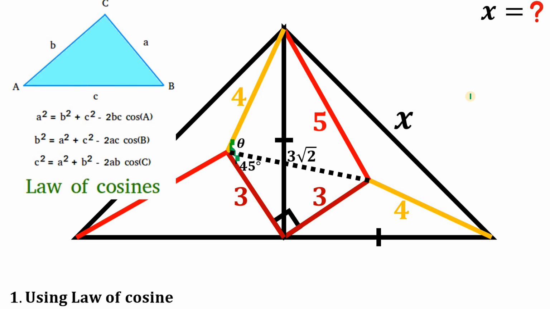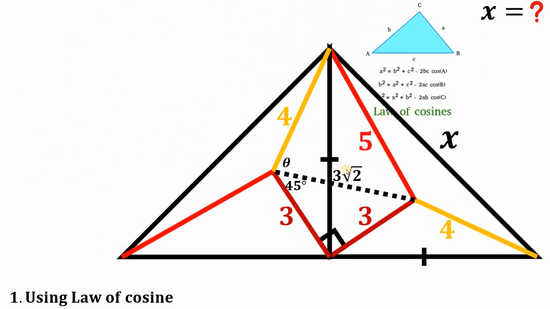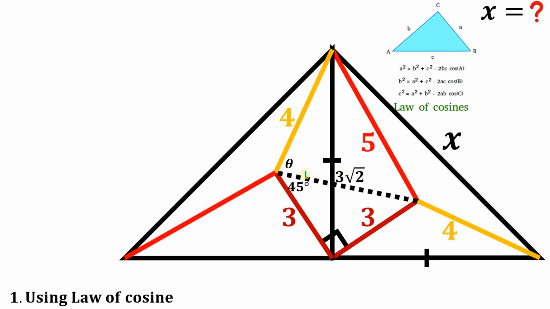The law of cosine is a law in trigonometry which says that the square of a side of a plane triangle equals the sum of the squares of the remaining sides minus twice the product of those sides and the cosine of the angle between them. So using the law of cosine on this triangle, we can get the value of cosine theta.